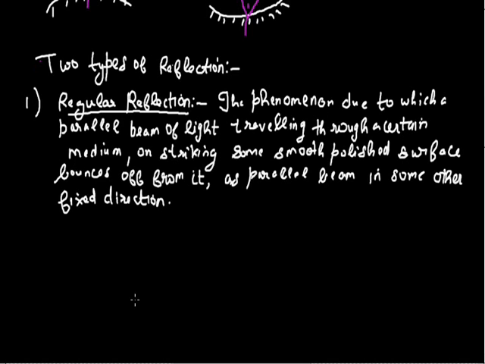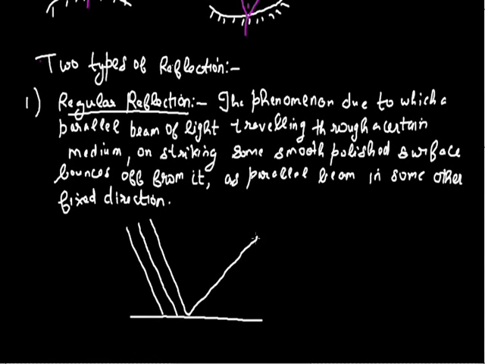Now let's see how regular reflection occurs. This is a plane. These are the incident light rays. These are the reflected light rays in a different direction, but from the same surface and in a parallel direction. That is what regular reflection is all about.